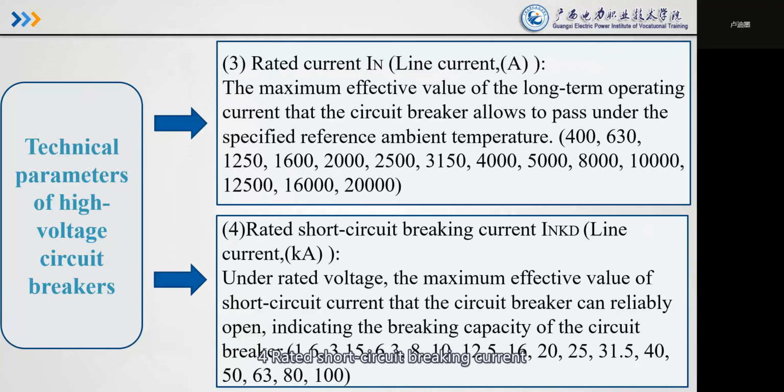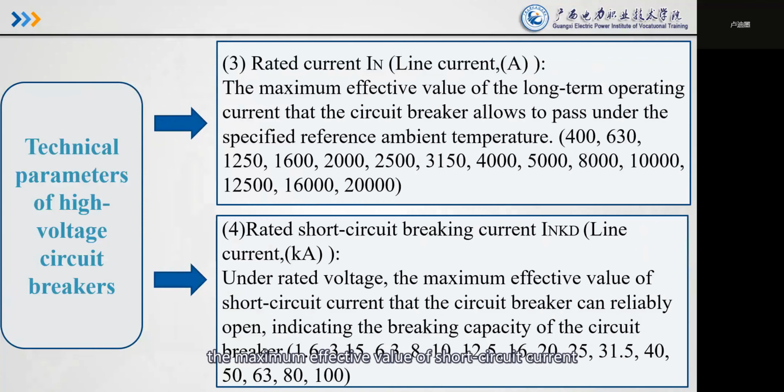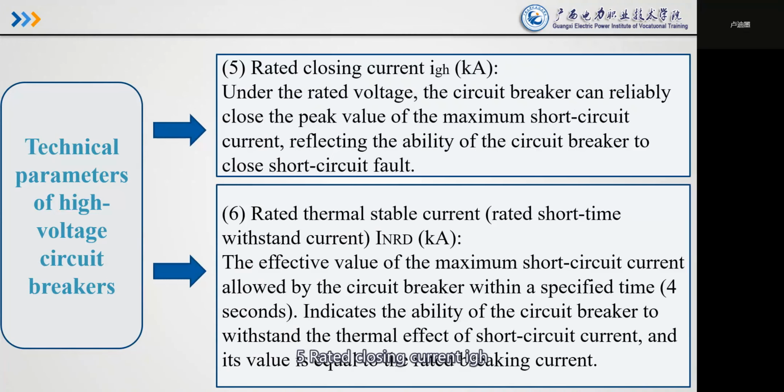4. Rated short circuit breaking current. Under the rated voltage, the maximum effective value of the short circuit current that the circuit breakers can reliably open, indicating the breaking capacity of the circuit breakers. 5. Rated closing current. Under the rated voltage, the peak value of the maximum short circuit current that the circuit breakers can reliably close, reflecting the ability of the circuit breakers to close onto a short circuit fault.